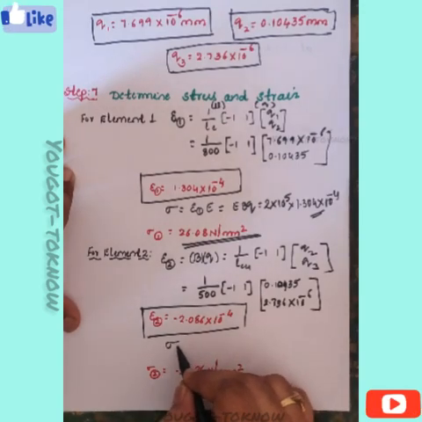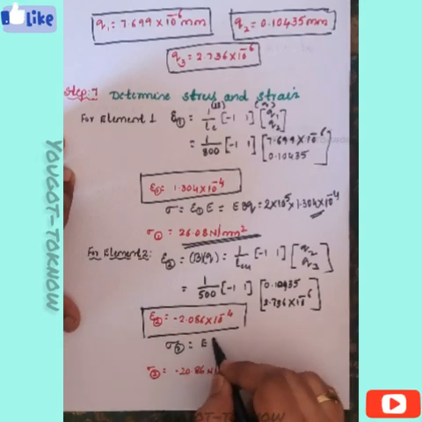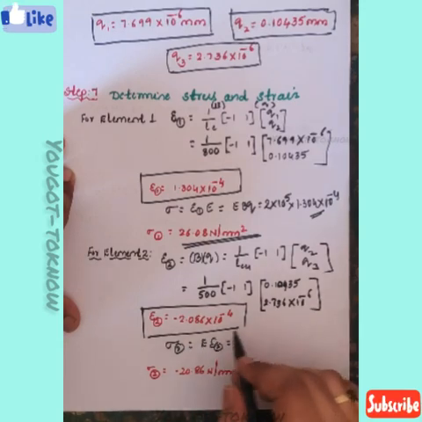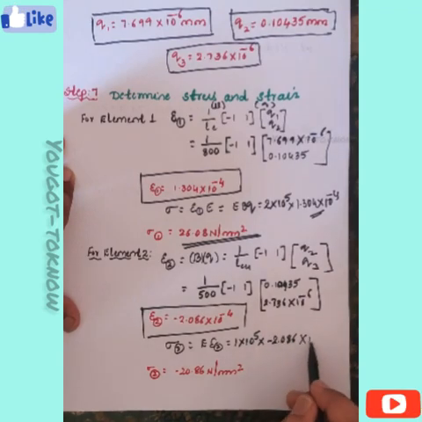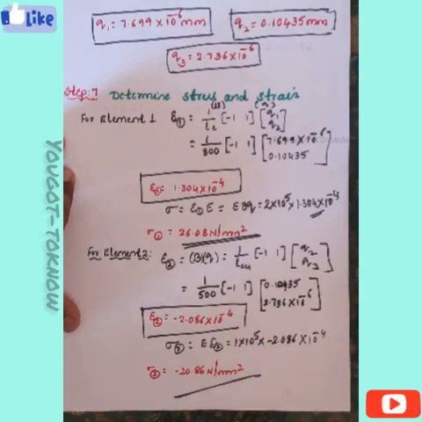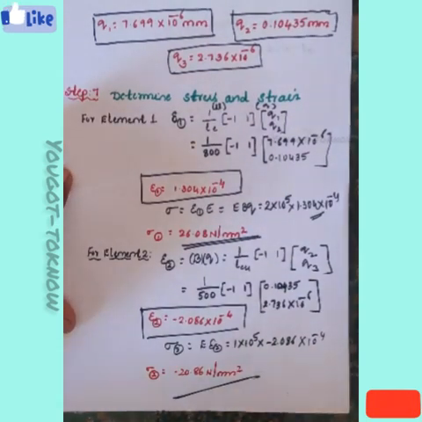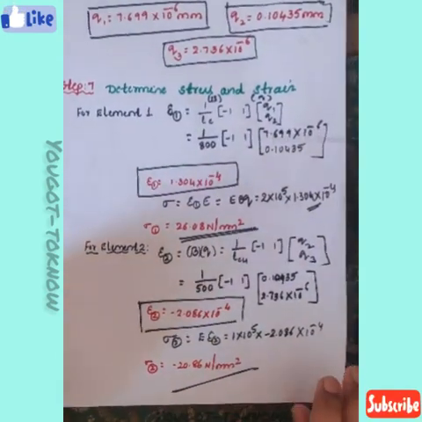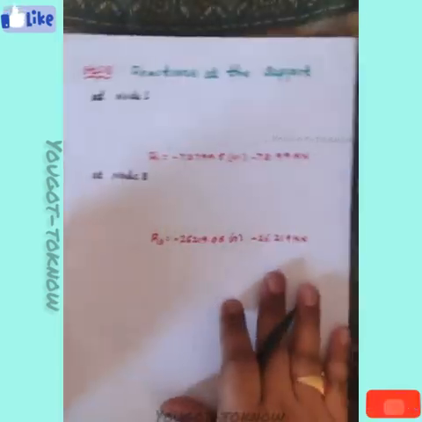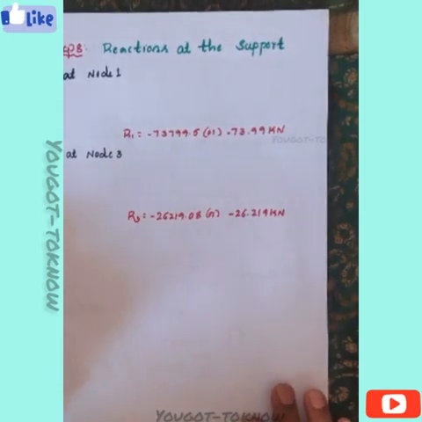Similarly, sigma 2 will be equal to E into epsilon 2. You know what the E value is? 1 into 10 power 5, because it is copper, into minus 2.086 into 10 power minus 4. So you are going to get a stress value sigma 2 equal to minus 20.86 Newton per mm square.